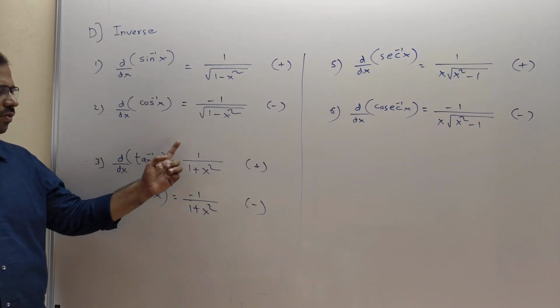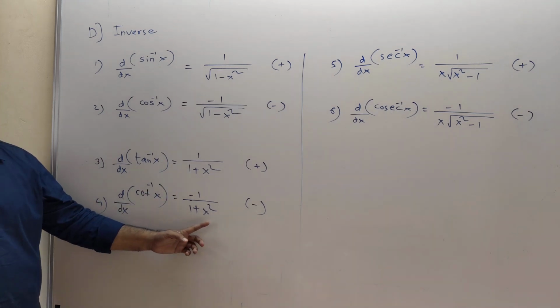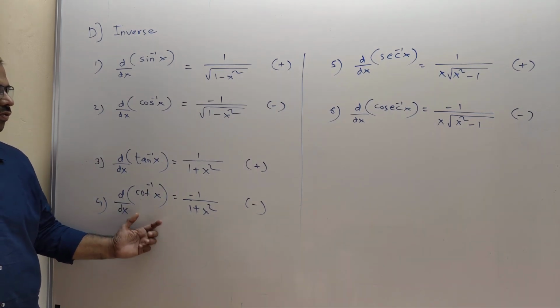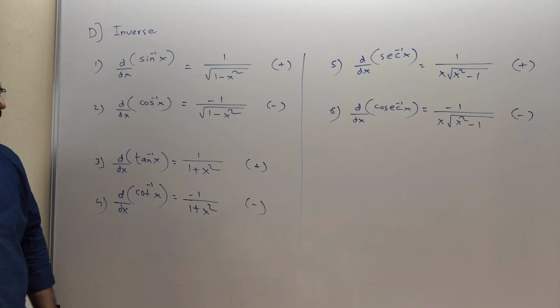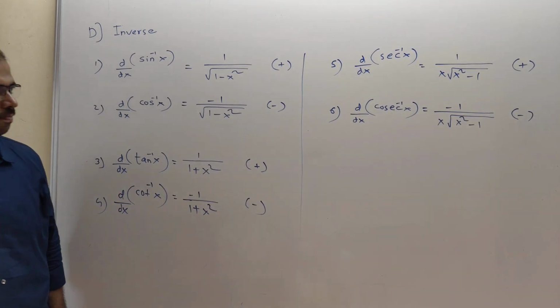Derivative of tan inverse of x is 1 upon 1 plus x square. Derivative of cot inverse of x is minus 1 upon 1 plus x square. Tan inverse plus, cot inverse minus, denominator remains same.